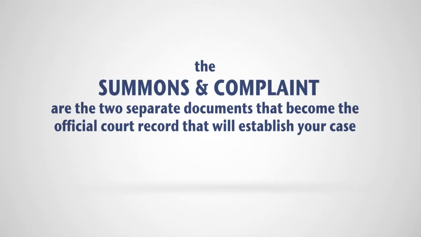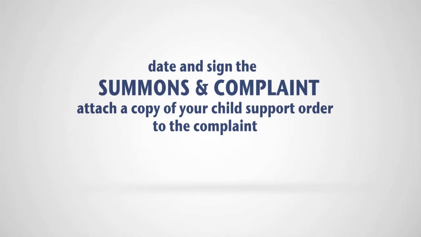The Family Court cover sheet is a summary page that needs to be on top of your entire packet. It gives the identification information that the court needs for the parties involved. The summons and the complaint are the 2 separate documents that become the official court record that will establish your case once you file them. Date and sign the summons and complaint.